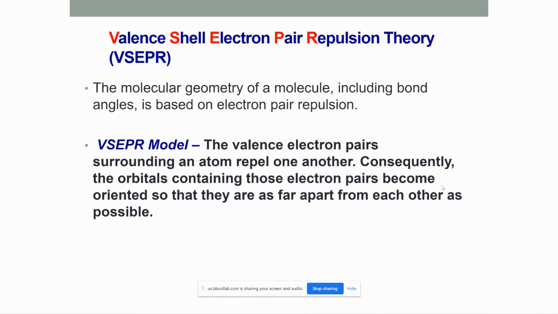Whenever those repulsions happen, something to keep in mind is that those atoms are trying to form a bond, and at the same time, they're trying to be as far apart as possible. The VSEPR model basically tells you that all these bonding pairs, lone pairs, and orbitals become oriented so they're as far apart from each other as possible, like the balloon model I showed you.